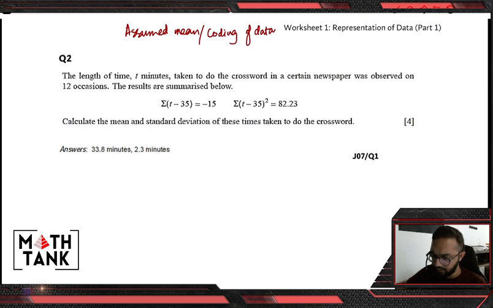So starting with this first question, it says the length of time t minutes. So my actual variable is t. Taken to do the crossword puzzle in a certain newspaper was observed on 12 occasions. So n is 12. The results are summarized below. So instead of the data for t, I have data for t minus 35. What has happened is whoever collected this data subtracted 35 from each of these observations and then calculated the sums and so on. Okay, so they've given you these two data points.